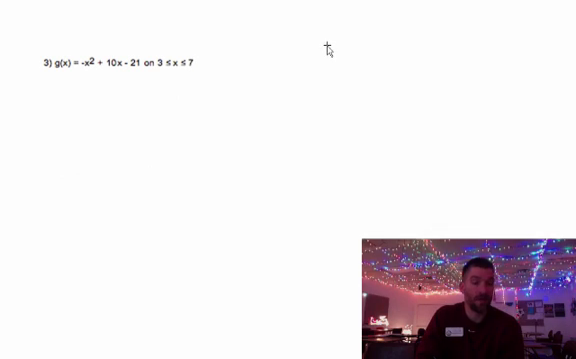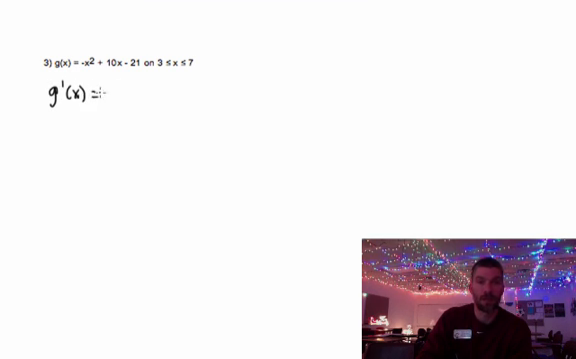Okay, this time we don't have a graph, but we're asked to find the extreme values of this function. And in order to find extreme values, we have to start with a derivative. So we're really interested in what g prime of x is going to be in this case. And that's going to be -2x plus 10.